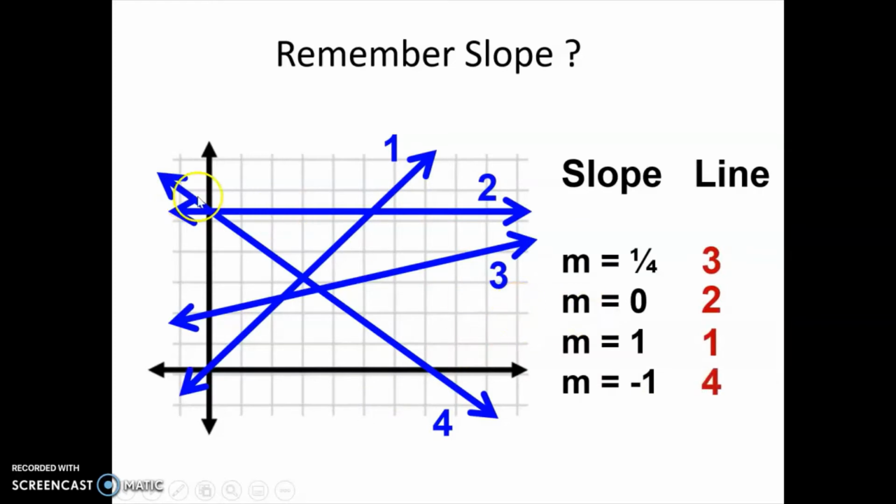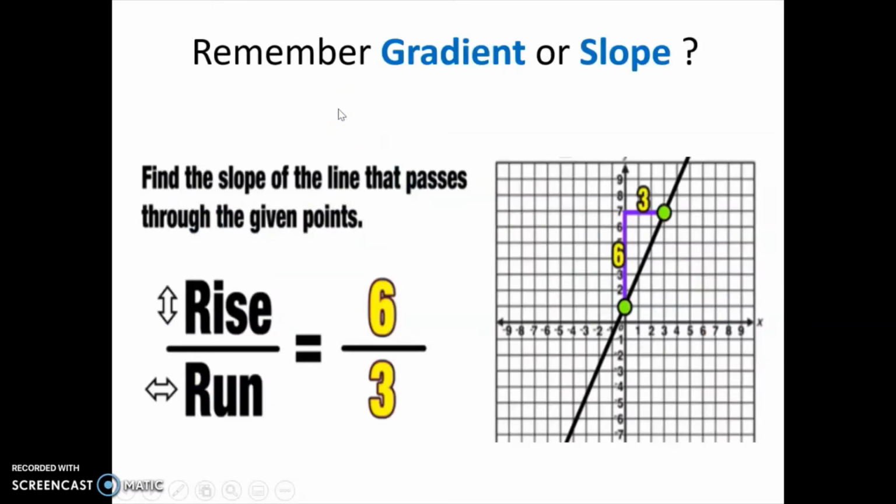We can see line 2 is horizontal. It has no slope, 0. We can see line 4 is negative, therefore negative slope. And the other two is about determining which one is steeper and less steep. Great job on reviewing a little bit of basics of slope. Let's talk about it some more now.